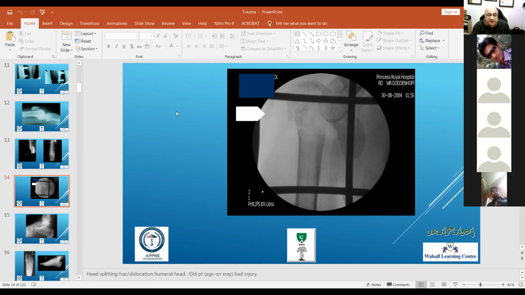Describe Neer's classification. How does it say that there are 4 parts? Is there a method of saying 4 parts? Neer describes proximal humerus fracture, and yes, there are 4 parts. One is head, second is shaft, then lesser tuberosity and greater tuberosity.